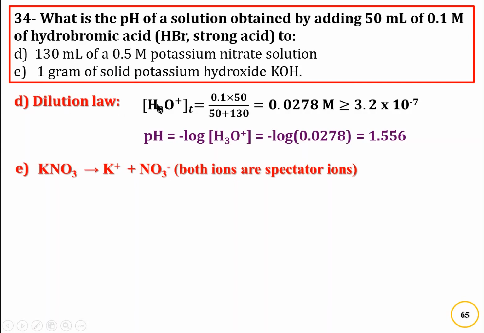So the concentration of H3O+ total is equal to the initial number of moles of H3O+, which is 0.1 times 50, divided by V total, which is 50 plus 130. So the concentration of H3O+ in the final solution after dilution equals 0.0278, and the concentration is greater than 3.2 times 10 to the minus 7. So we apply pH equals pC0 directly, and the pH equals 1.556.